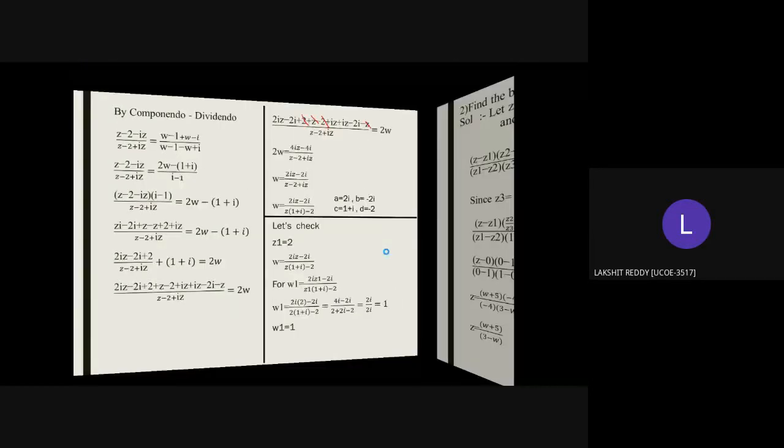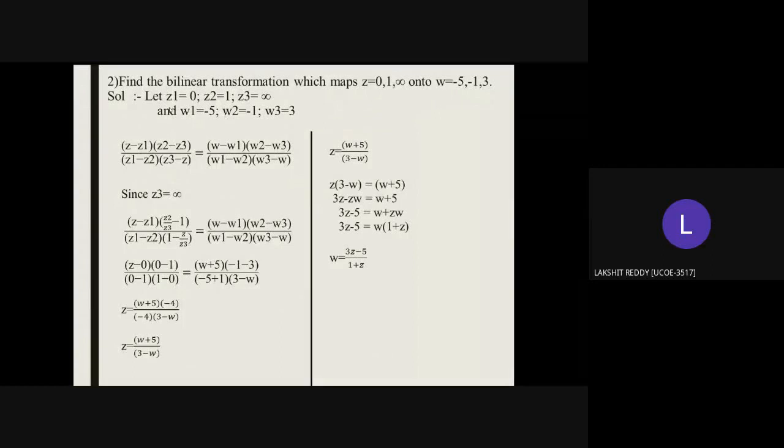And in this example, we will be solving type 2b bilinear transformation problem, which is related to cross ratio. So let's get started. In the question, find the bilinear transformation which maps z equals 0, 1, infinity onto points w equals minus 5, minus 1, 3. What is special in this type of problem is that one point is infinity, and it will be either on z or on w, or it can be on both sides. So how to deal with such problems?